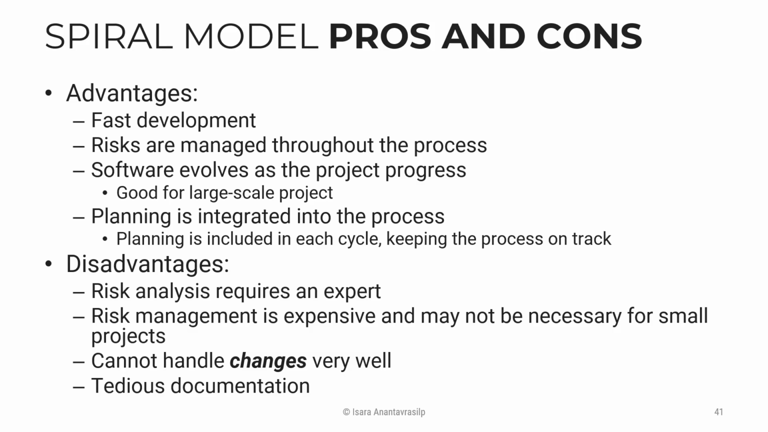Therefore, risk management is expensive and might not be necessary, or might not even be feasible, for smaller projects. Also, the spiral model, even though it's iterative, cannot handle changes very well, especially emergent requirements, requirements that only occur late in the development. And because you have to do risk analysis and planning, you might end up generating tons of documentation. As I was saying, documentation takes time.